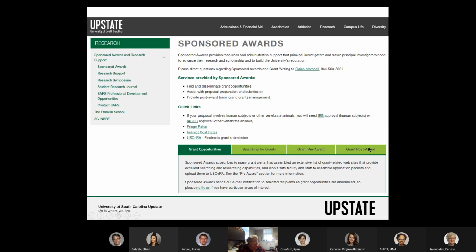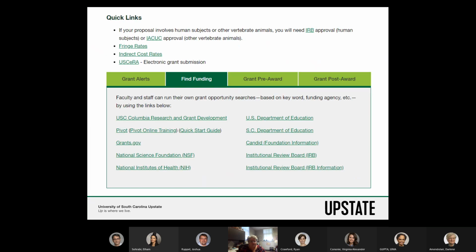And then I also have these 4 sections that have some additional resources. So I just want to show you a little bit of what that looks like. So in the Find Funding tab, I've got some resources. So obviously Pivot and Grants.gov we've talked about, National Science Foundation, National Institutes of Health. I also have Columbia's Research and Grant Development page. They have a list of limited submission opportunities. They also send out notices about those.